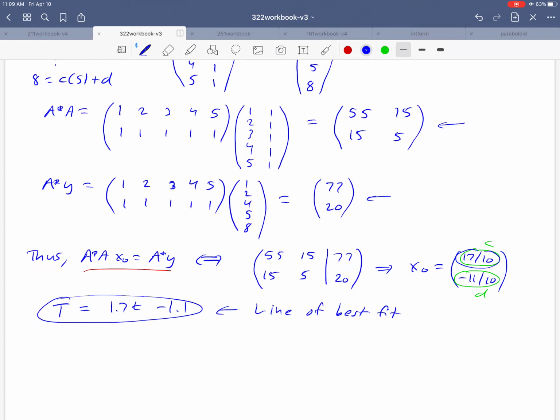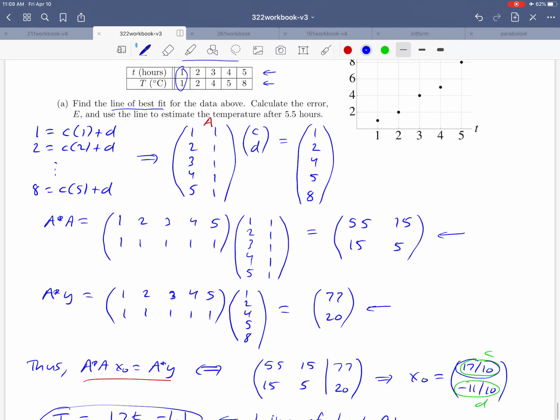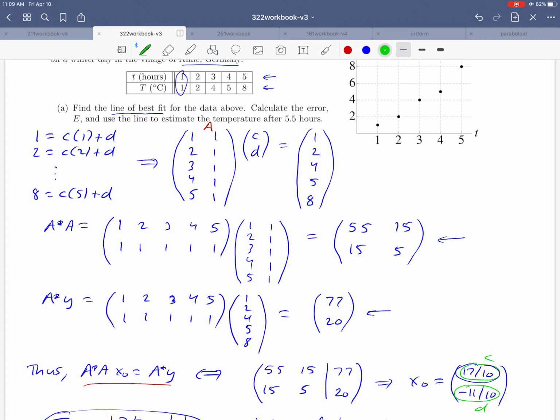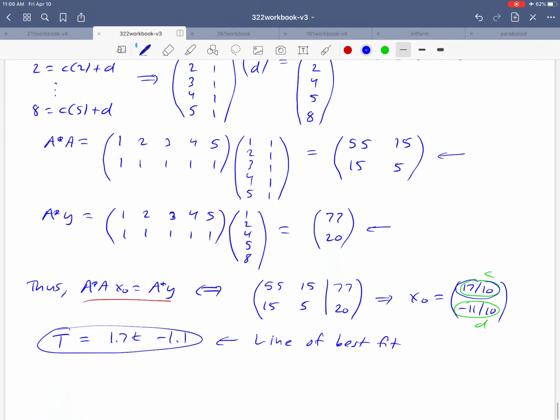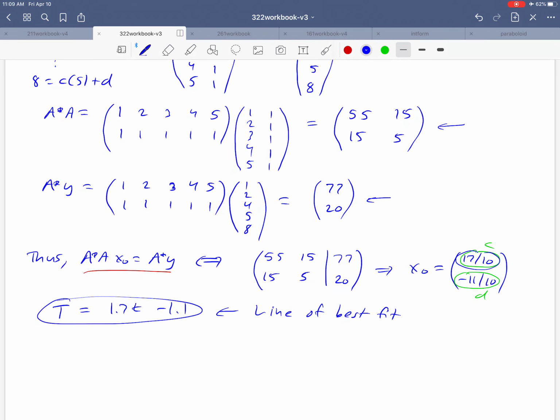If I remember right, I think there was another part to this problem. Let's scroll up here for a minute. Now that we have the line of best fit, they'd also like us to use it to estimate the temperature after 5.5 hours. We're just going to take the value of time, substitute it in, and see what we get. So 1.7 times 5.5 minus 1.1. Do the arithmetic there, and we're going to get 8.25 degrees Celsius.